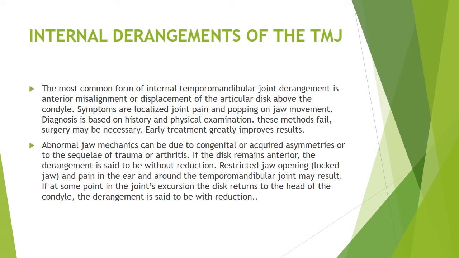Then internal derangement of the joint, which is considered the most common form of internal derangement, involves anterior misalignment or displacement of the articulating disc above the condyle. What does this mean? In the normal state, the articulating disc lies between the head of the condyle and the inferior surface of the glenoid fossa, prevents friction, and acts like a cushion. When the position of the disc changes and it does not perform its duty as a cushion between the head of the condyle and the glenoid fossa, there will be bone-to-bone contact and the problem is going to be initiated in the temporomandibular joint.